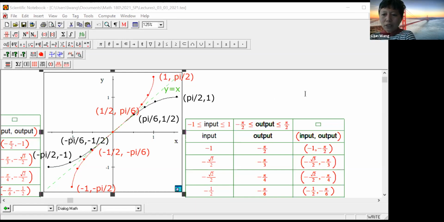Just like e to the power x and ln x, they have that property. In fact, in mathematics, when you talk about inverse functions to each other, they all have the same property. One's domain is the other's range, symmetrical along the line y equals x, and the points switch the input and output. Do you follow me? They have the same property.